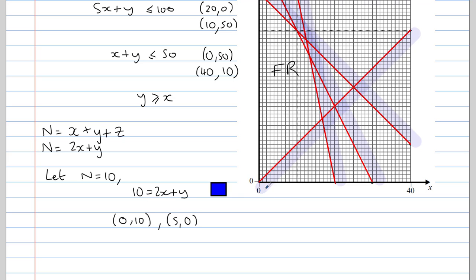But that would be quite a small objective line over here. So what I might do then is say, right, an objective line twice as big would seem sensible. So instead of n equals 10, we could just change that to n equals 20. So rather than 10 and 5, we would end up with 20 and 10. So my objective line goes from (0, 20) to (10, 0).